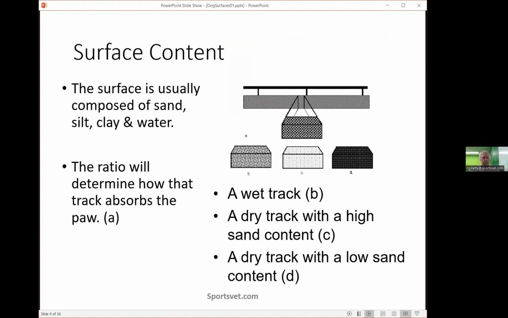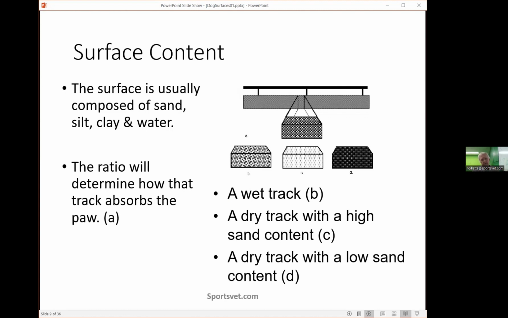In the greyhound world, the surface is usually composed of sand, silt, clay, and water. Now, these slides are from probably 1993, so now we're talking 30-some years ago. So the racing surfaces around the world might be different. And of course, there's only one state now that really races greyhounds in the United States anymore. That's up in West Virginia. But that said, it's very similar to what you deal with in the horse world.